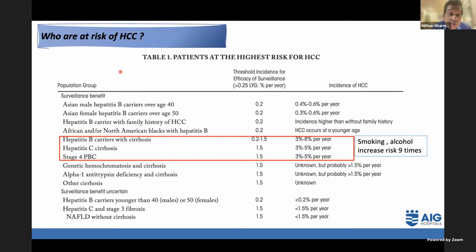And also, we may have to change our surveillance strategy based on from which part of the world a patient is. For example, an Asian male hepatitis B carrier above 40 may benefit from surveillance because they are at high risk. Similarly, an Asian female Hep B carrier above 50 years and those with a family history of HCC are the ones who can benefit. So do African and North American Blacks who have developed HCC at a very young age.